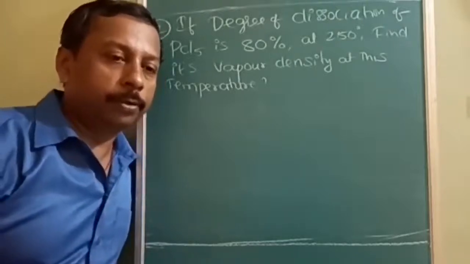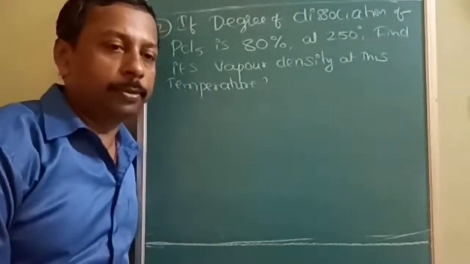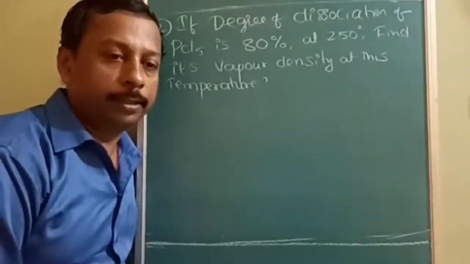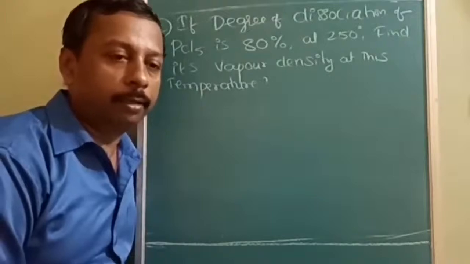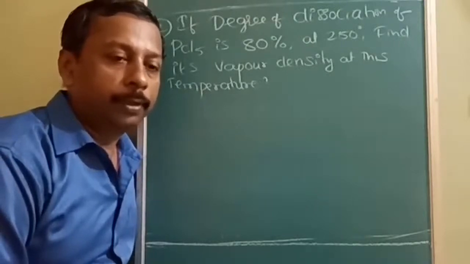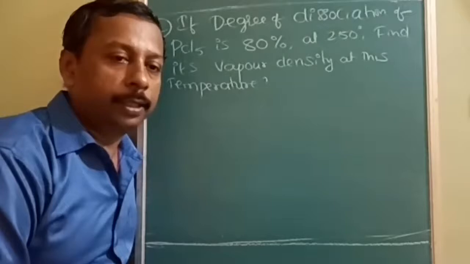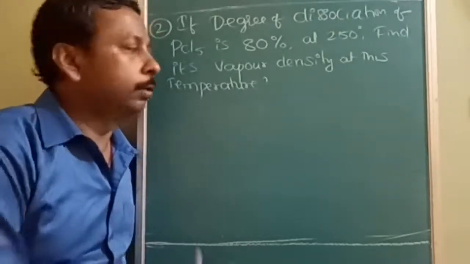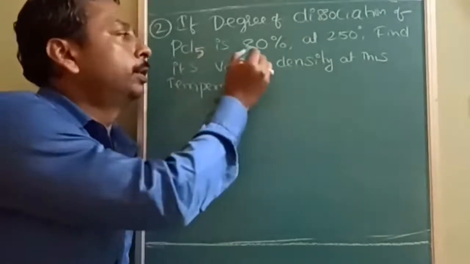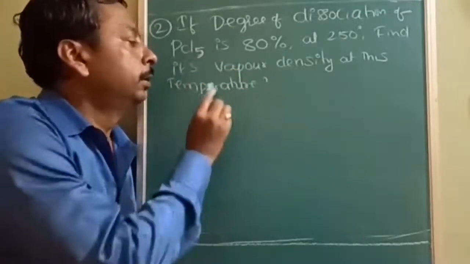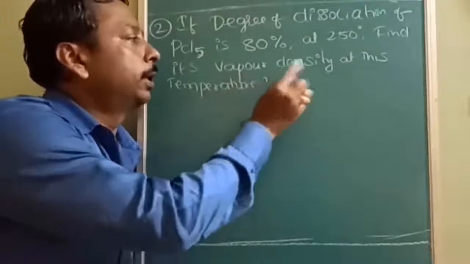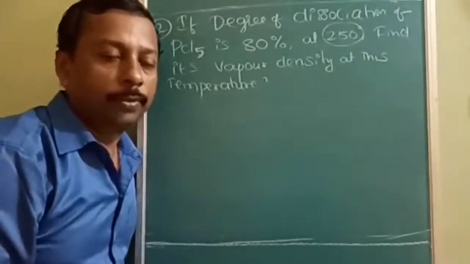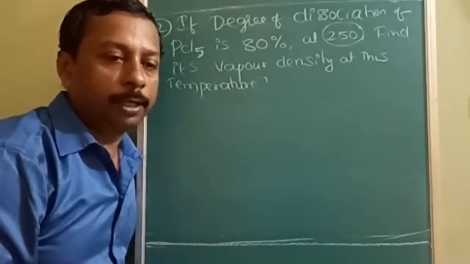Next question is, if degree of dissociation is given, it is just the opposite of the previous question. In the previous question, we could find the degree of dissociation, and all densities were given: experimental density, and theoretical density we calculated from the molecular mass. In this question, vapor density we have to find out and degree of dissociation is given. Degree of dissociation alpha is 80%. Vapor density at this temperature, that means of the mixture, you have to find out. So which D do you have to find out, capital D or small d?